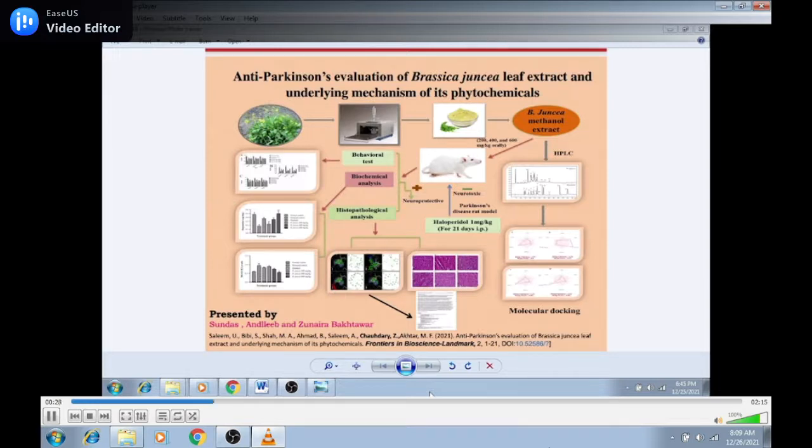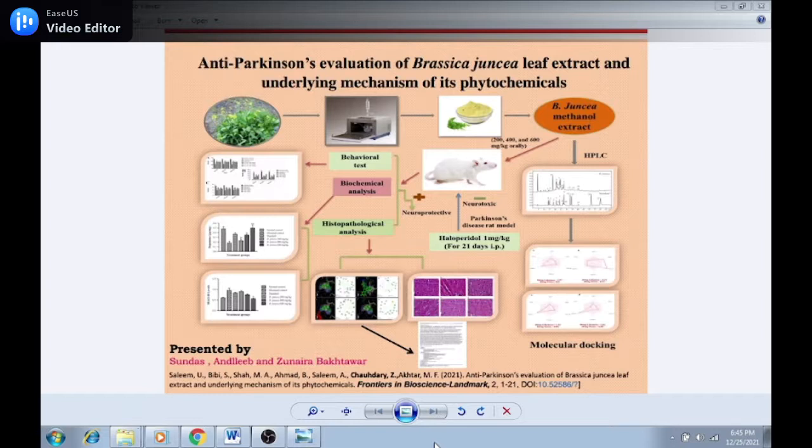As we are all familiar, Parkinson's disease is the second most common neurodegenerative disorder. Oxidative stress helps to regulate neurodegenerative and neuronal dysfunctioning. For centuries, natural compounds have been used to attenuate oxidative stress in a variety of neurological disorders. The plant under discussion was Brassica juncea, which was obtained from northern areas. It is a rich source of antioxidants.